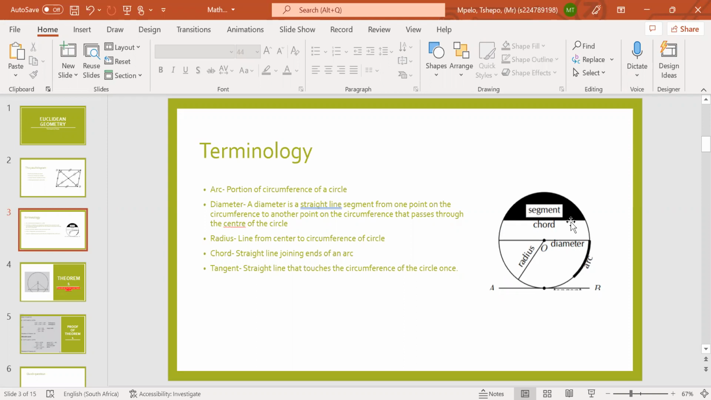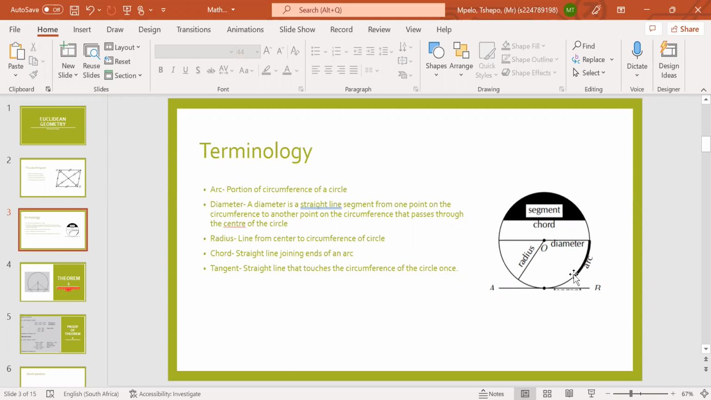The difference with the chord: a chord is any straight line from one point to another point of the circle that doesn't pass through the center. In my definition, I'm defining it as a straight line joining the ends of an arc. Because if I demonstrate an arc, we get a line from here to here, from one point of the circumference to another without passing through the center. That line is a chord. You get me? Okay.